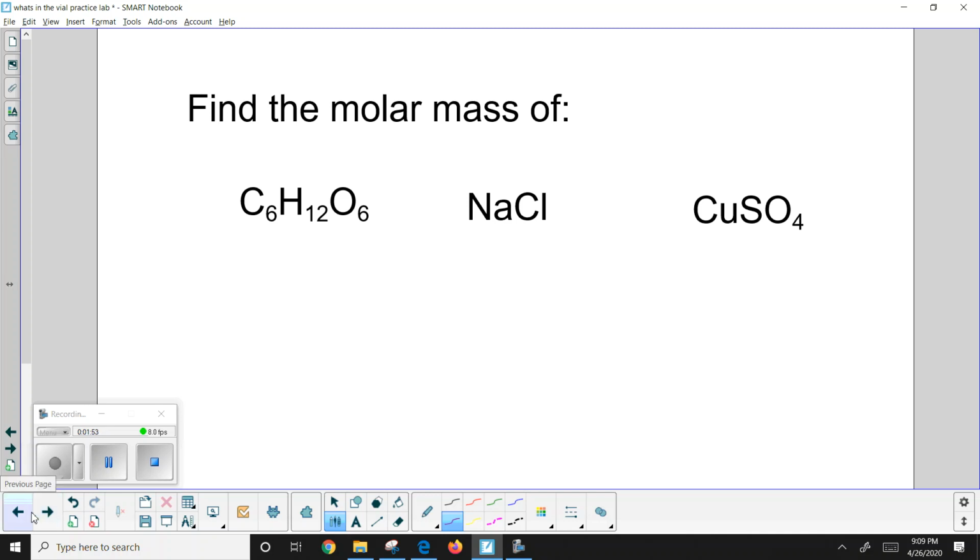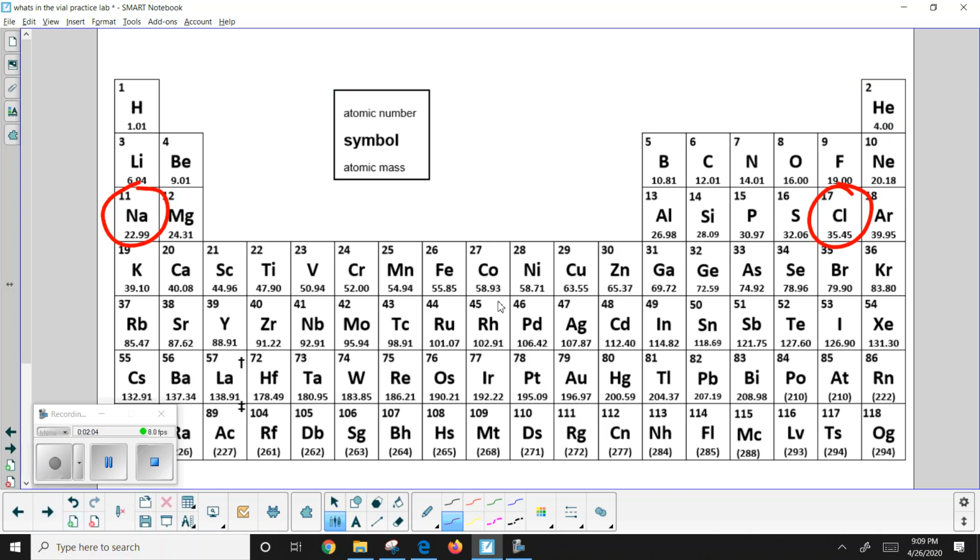Okay, now how about molar mass? How do we figure out the molar mass? Well, it's also important for us today. To determine the molar mass, you simply look at your periodic table. And when you look at the periodic table, the atomic mass represents the mass of 1 mole of something. So for example, if I've got 1 mole of sodium, it has a mass of 22.99 grams. Similarly, chlorine has a mass of 35.45 grams per mole.